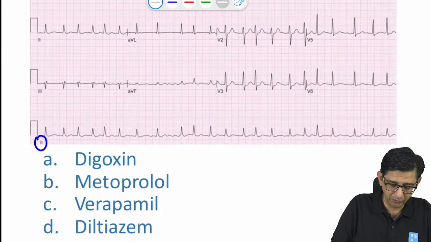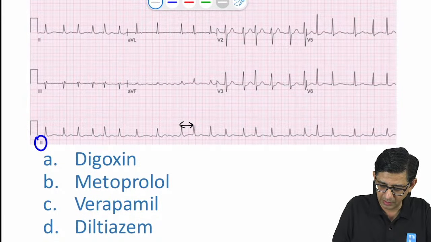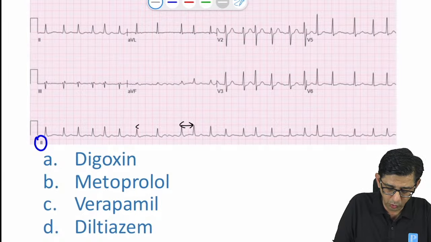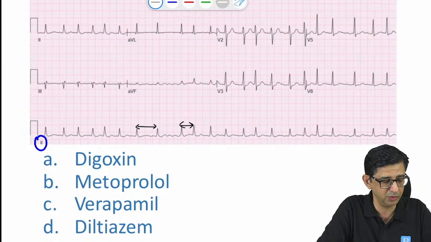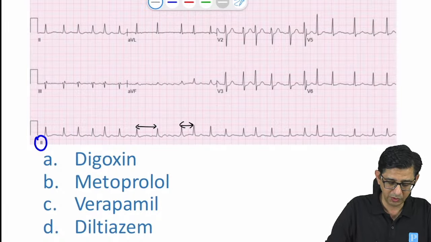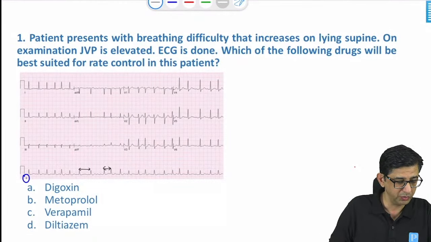I'm waiting for an answer in this one. No, doctor, this is not electrical alternans. This would be a variation in the RR interval, a huge variation in the RR interval that you can see in this case, with absence of P wave. So this is going to be atrial fibrillation. And then he's going to ask us what drug would be used.